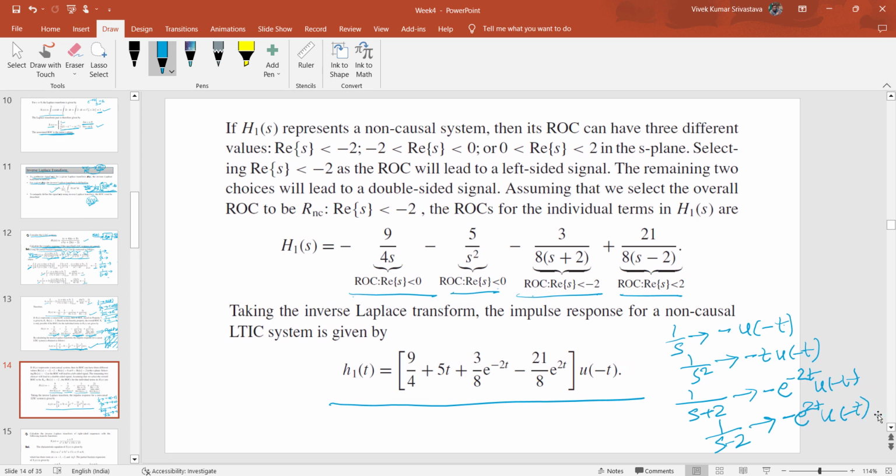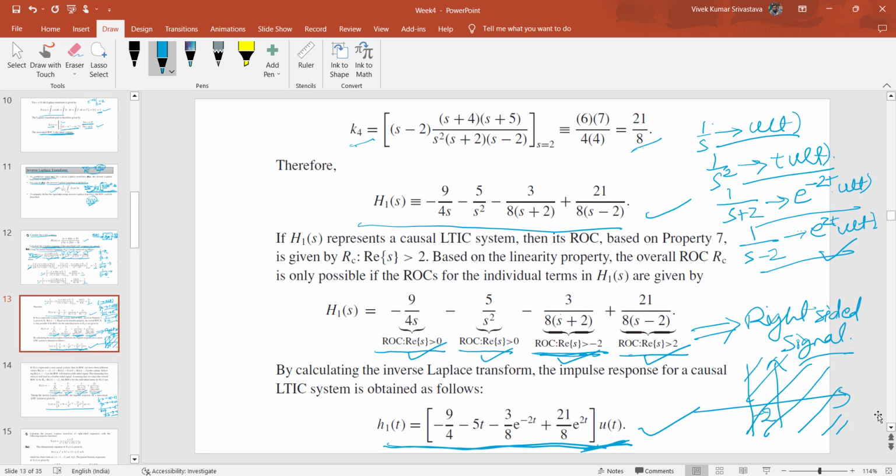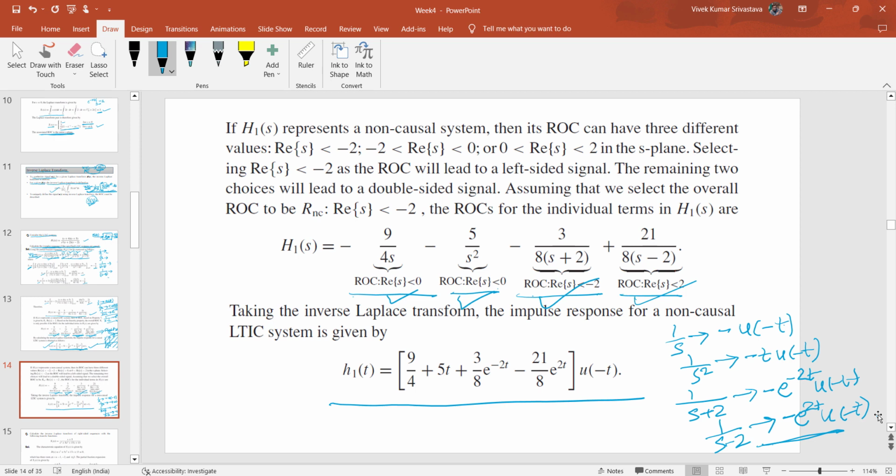Okay, so from here we can see that once we change the region of convergence, the signal will also change accordingly. Sir, here the region of convergence will be given as part of the problem, right? Yeah, it is given, but here I am just showing you that if the region of convergence is changing, the corresponding signal will change.